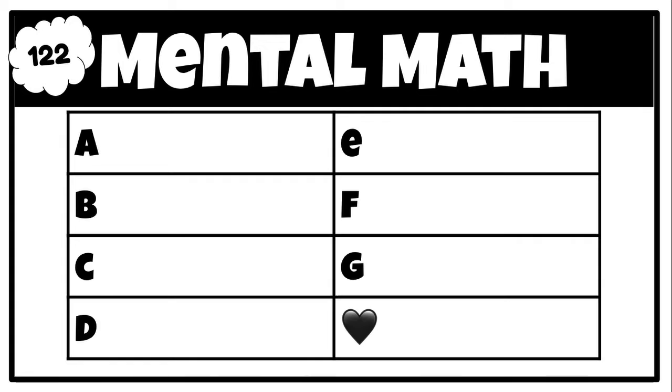C: What is 50% of $5? What is 50% of $5? D: What is $20 minus $8.98? $20 minus $8.98.